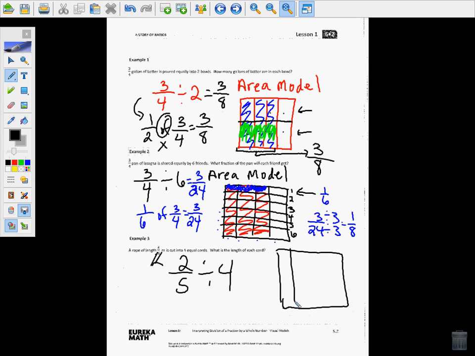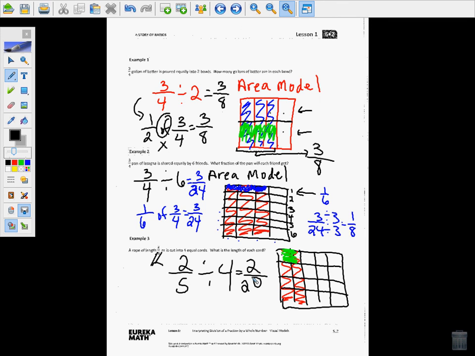Draw the area model. Model 2/5. So we're going to shade in 2. Now I want to divide that by 4 going in the opposite direction, the horizontal way. I want to figure out how much would be in each one. So I would shade in 1 row. Now my overlap is my solution, which is 2 out of 20.